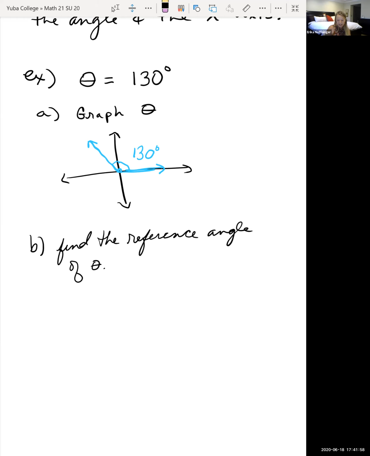Okay, so by definition, a reference angle has to form with the terminal side. So we know that it's forming with this side that's in the second quadrant and the x-axis. But it's an acute angle, so it has to be forming with this negative part of the x-axis.